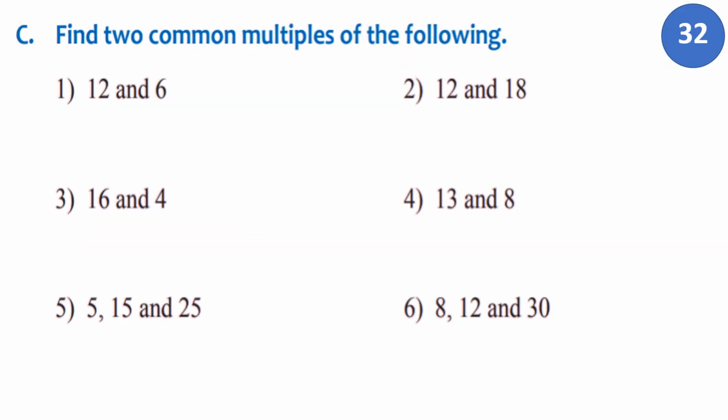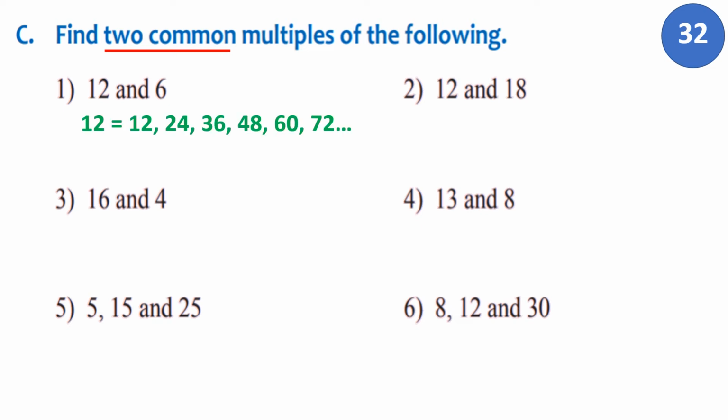Okay, students, let's try to answer part C now. Find the 2 common multiples of the following. 2 common multiples. Number 1. 12 and 6. What are the common multiples of 12 and 6? Okay, I will show you how to get the 2 common multiples.